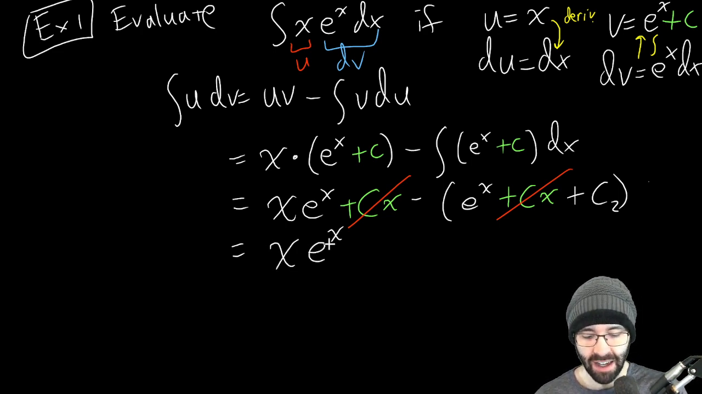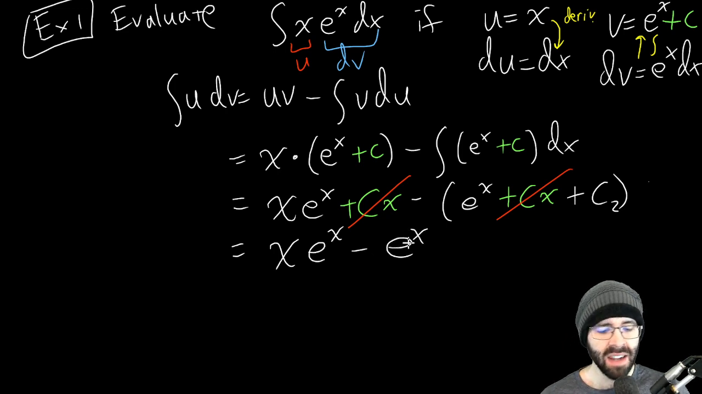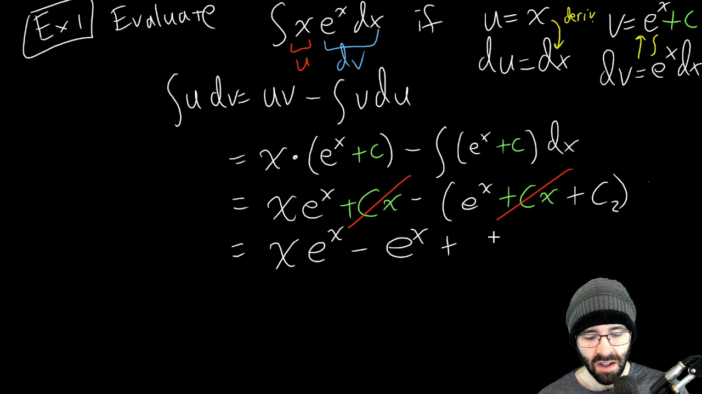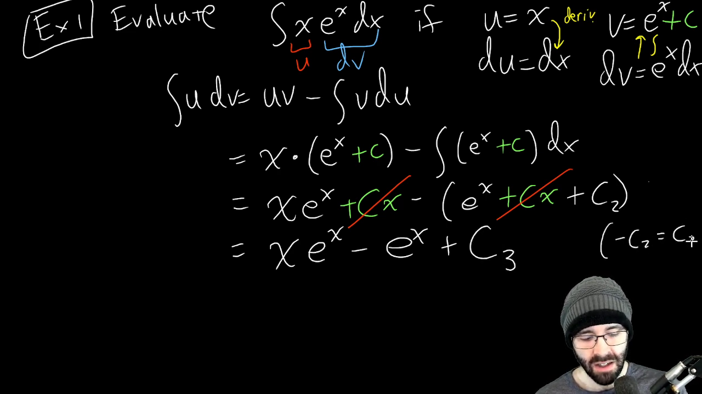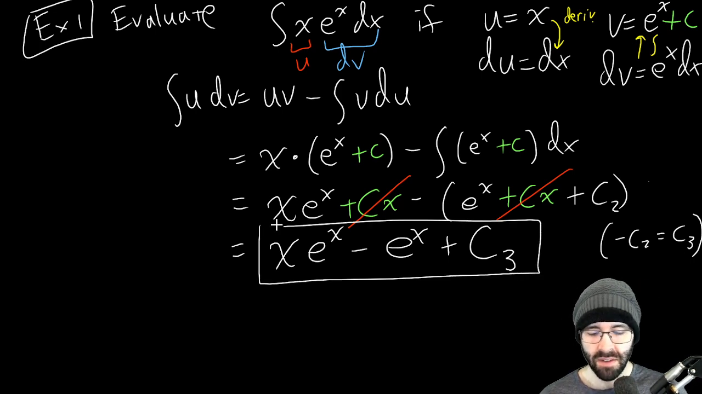We get x e to the x, and then minus e to the x, and then minus c2. We're just going to call that some other constant, where negative c2 equals c3. That's our antiderivative. Some people will factor out the e to the x, but you don't have to.